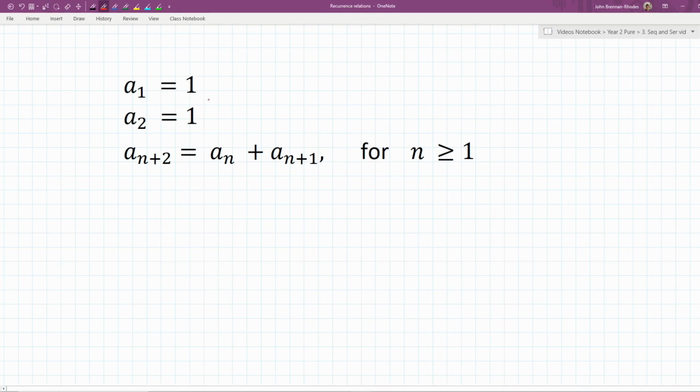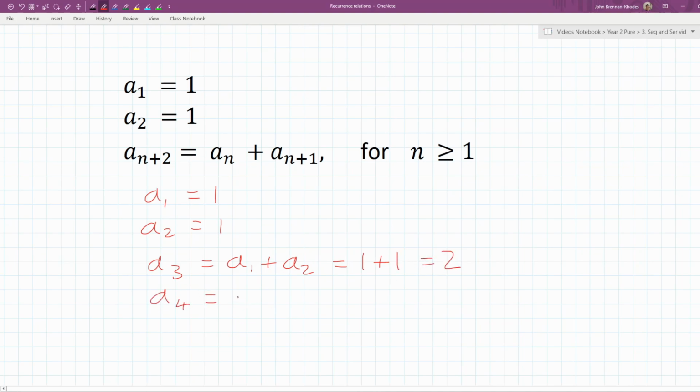Well, this has given us a1 and a2. The reason is that we can't get the next term from just the previous one; we need the previous two terms. And that might be an even bigger hint if you hadn't worked it out. So I'm going to start writing them down. a1 is 1. a2 is also 1. a3 is going to be equal to a1 plus a2, which is 1 plus 1, which is 2.